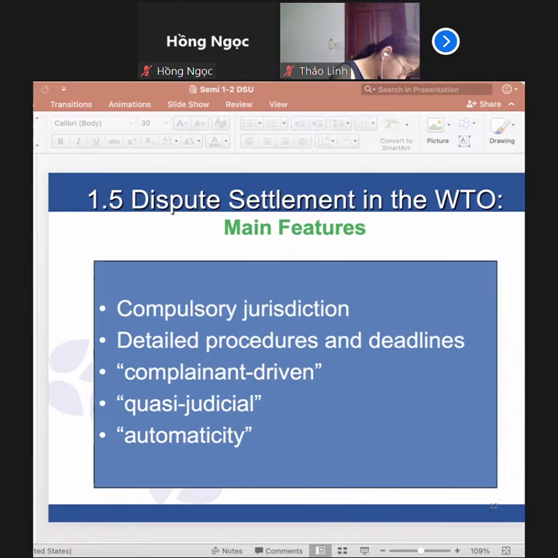What does it mean by complaint-driven mechanism? Student, do you have any idea about this characteristic? Complaint-driven. Any answer?